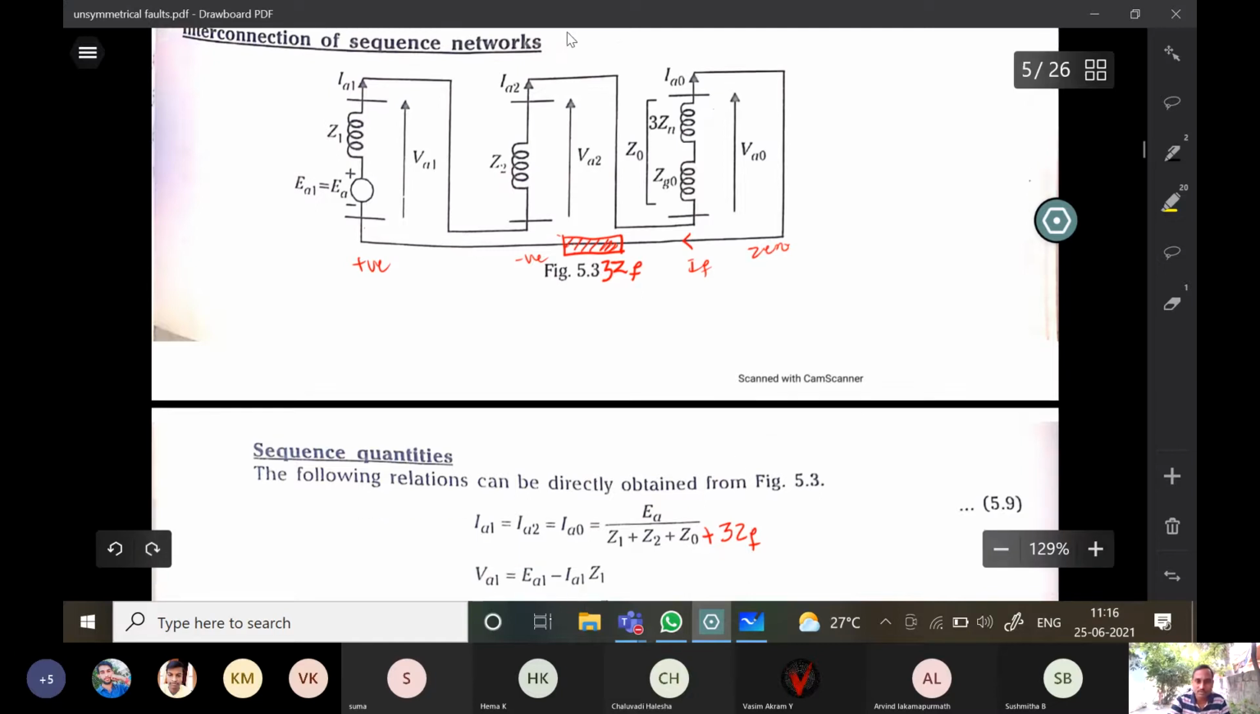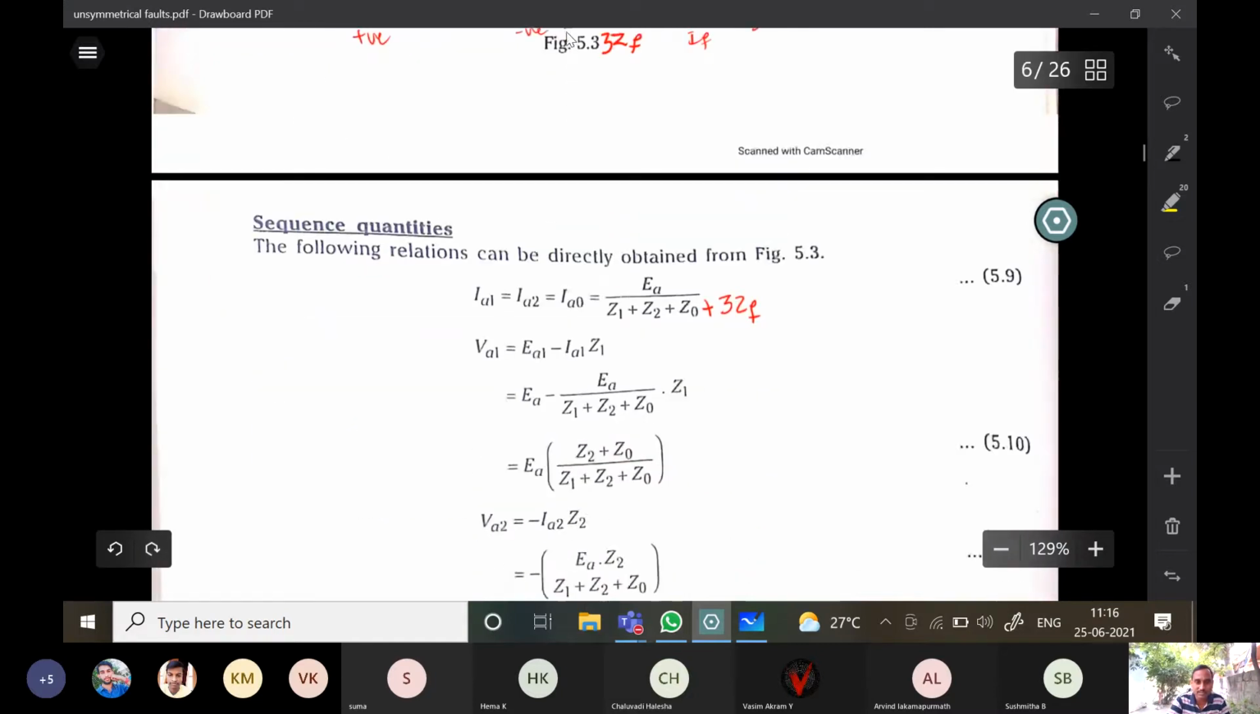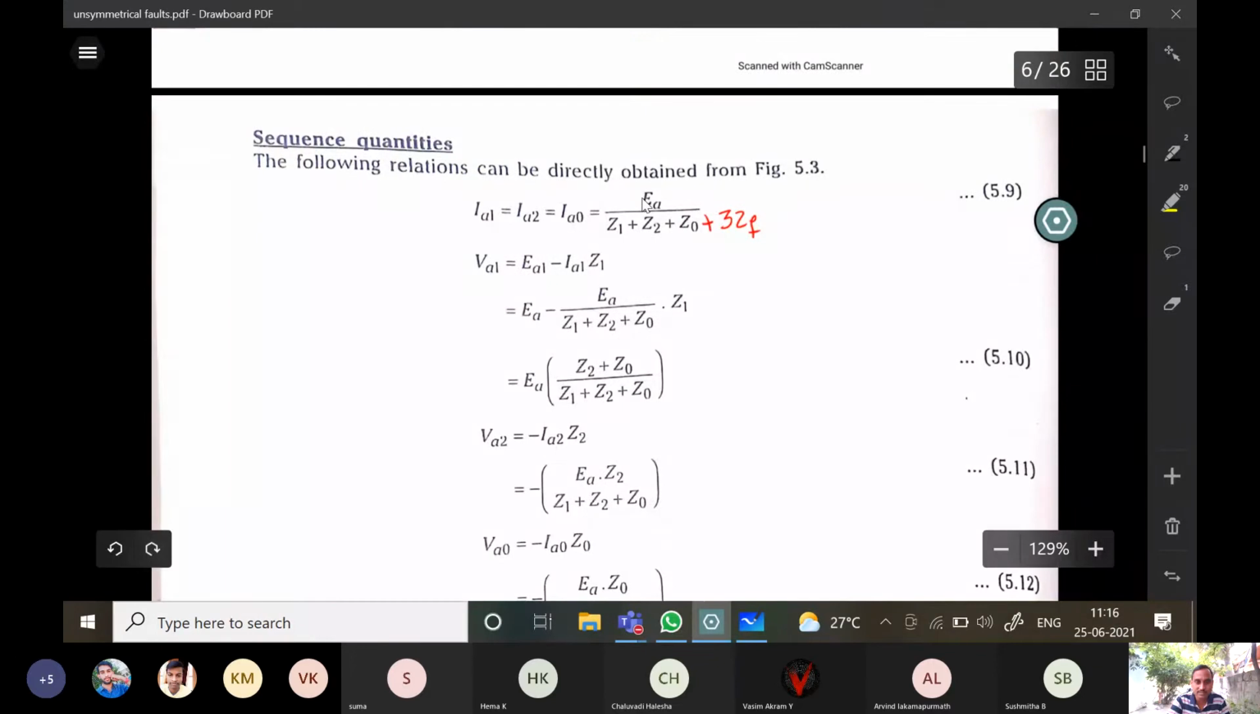Are you following these things? Yes, sir. Yes, sir. Hello? So is it easy to understand, right? So going to the previous derivation, what are the modifications we are doing, right?